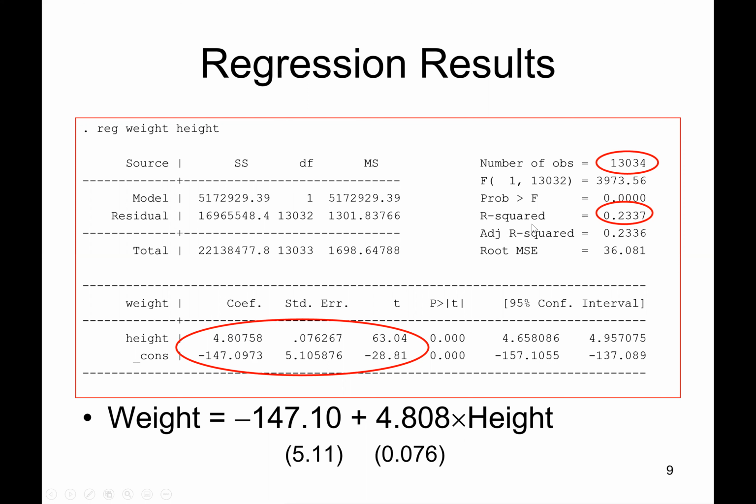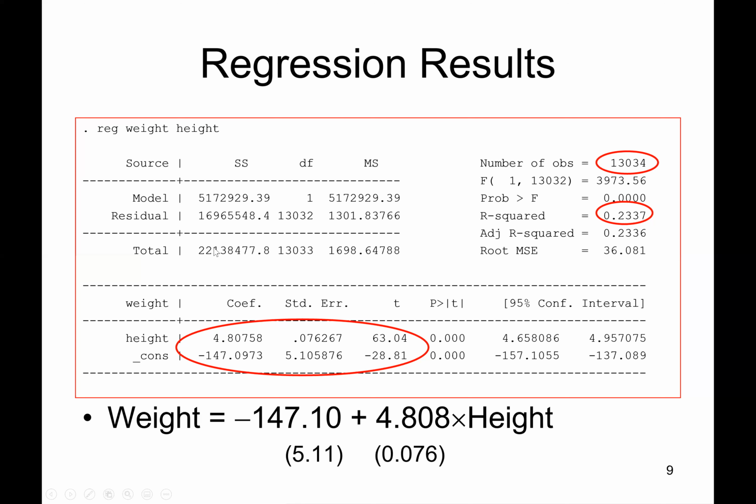Now, the R squared value tells you the percentage of the variation in your dependent variable that is explained by your model. In this case, we have a very simple model. The only thing that's included in it is height. So we have an R squared of 0.2337. What that means is that of the variation in weight, about 23% of it is explained by height. That's actually pretty good. We know that there are so many other things that are related to weight. So the fact that height alone explains about 23% of the variation is actually a pretty high number.